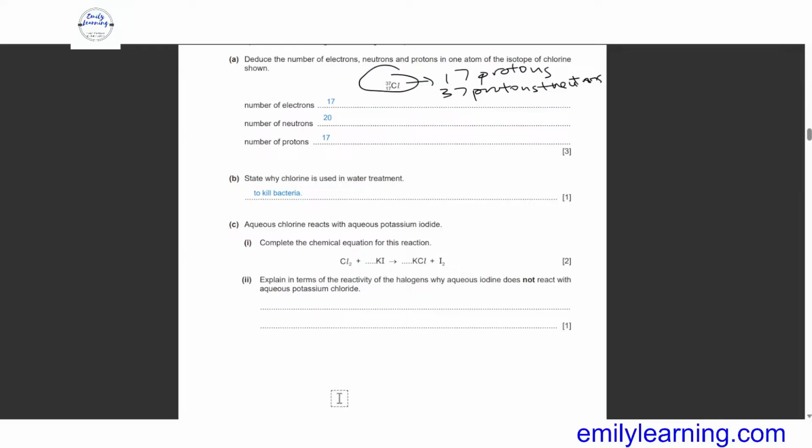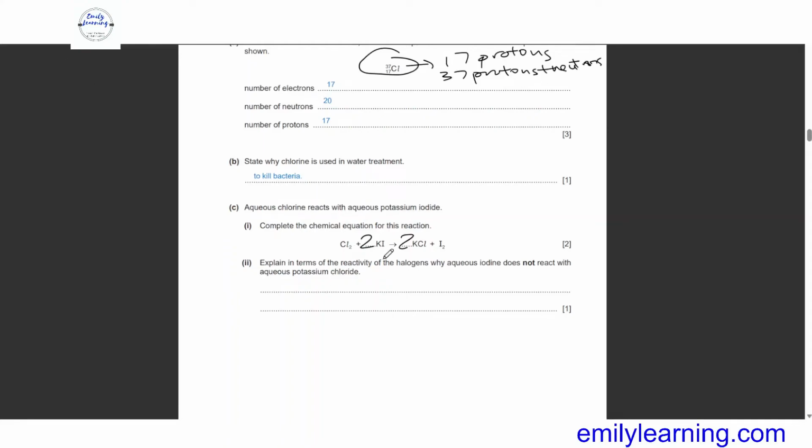So basically this one is balancing the equation. You have 2Cl here, so you also need 2Cl here. Once you have 2Cl here, you also have 2K here, so you need to have 2K here. So you have 2K, you also have 2I, which is balanced. So this is how you balance this equation. Next, explain in terms of reactivity of the halogens why aqueous iodine does not react with aqueous potassium chloride. Well, the reason is because iodine is less reactive than chlorine and is not able to displace chlorine from potassium chloride. All right.